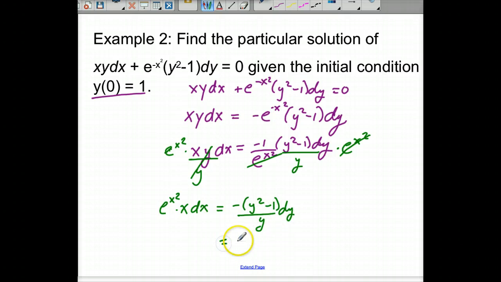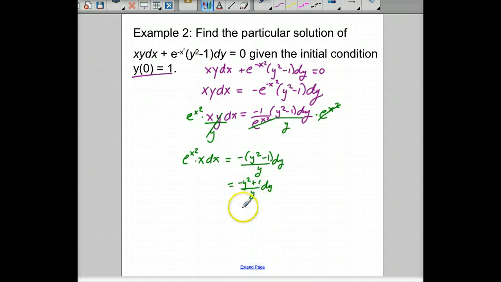That right side can simplify to negative y squared plus 1 over y dy, and then I can simplify that by splitting up the fraction or doing the division, negative y plus 1 over y. And over here, we're just going to keep it like this. So now we can integrate.